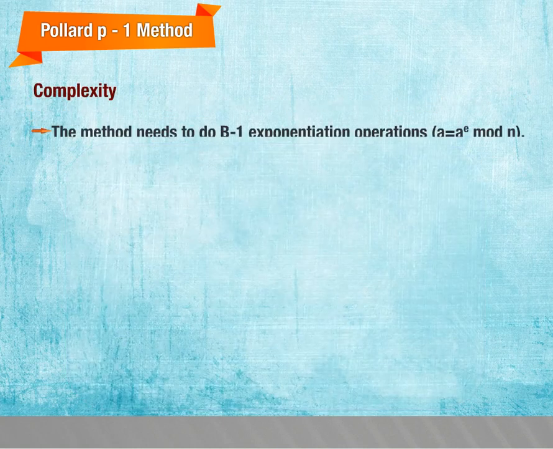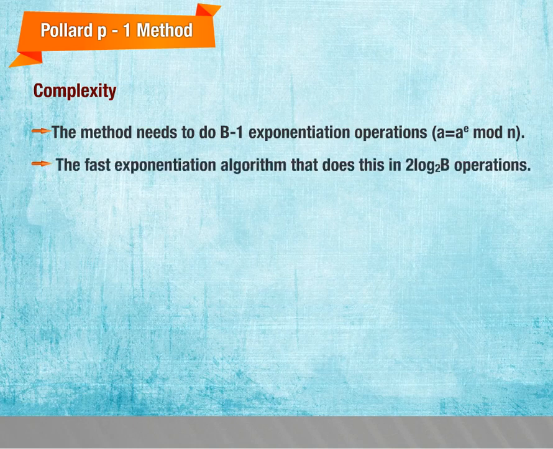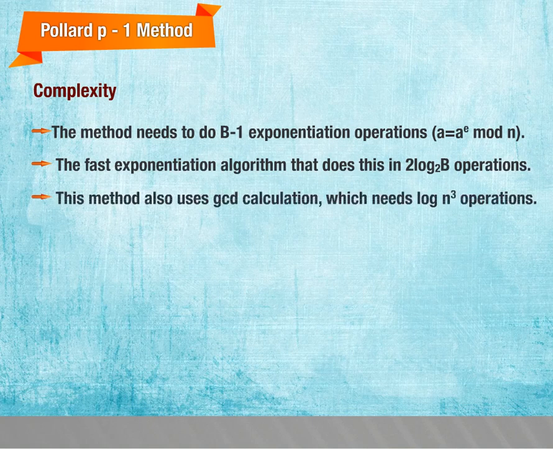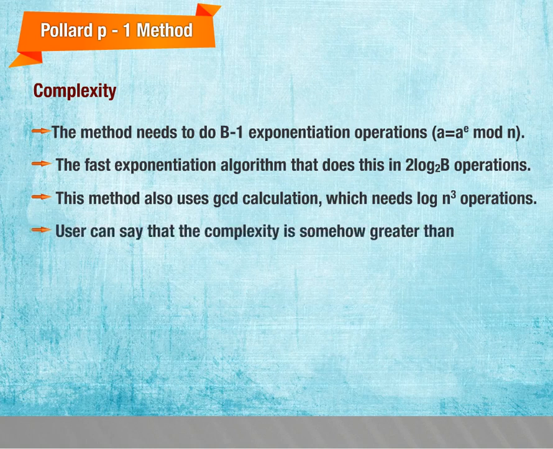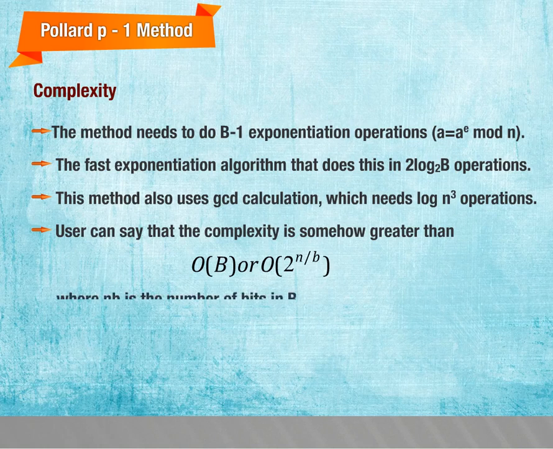Complexity. The method needs to do B-1 exponentiation operations, that is a equal to a to the power e mod n. The fast exponentiation algorithm does this in 2 log base 2 of B operations. This method also uses GCD calculation, which needs log n cubed operations. The user can say that the complexity is somewhere greater than order of B, or order of 2 to the power nb, exponential, where nb is the number of bits in B.